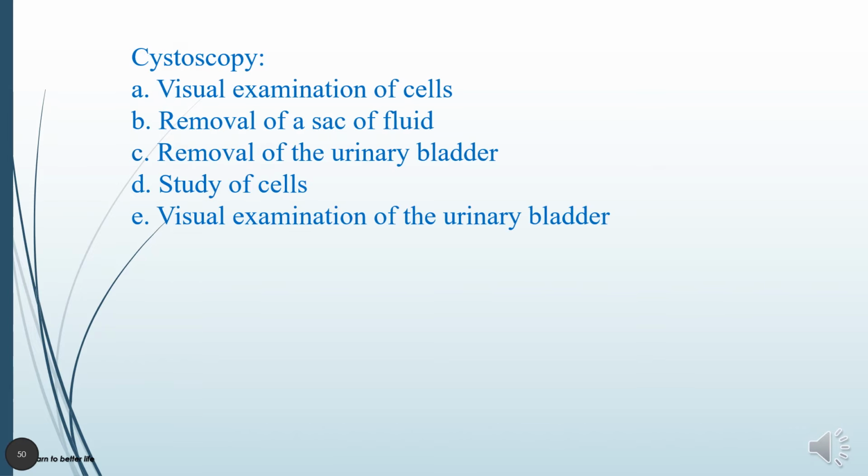Cystoscopy means what? A. Visual examination of cells. B. Removal of a sac of fluid. C. Removal of the urinary bladder. D. Study of cells. E. Visual examination of the urinary bladder. The answer is E. Visual examination of the urinary bladder.